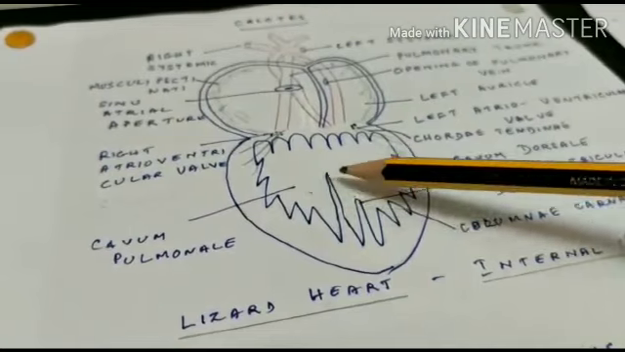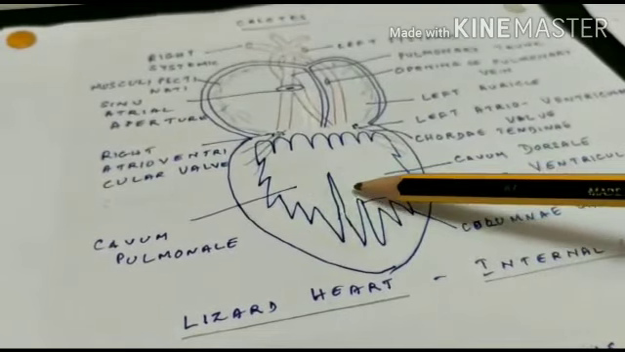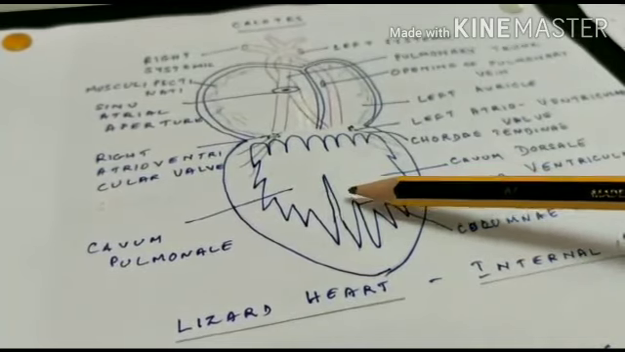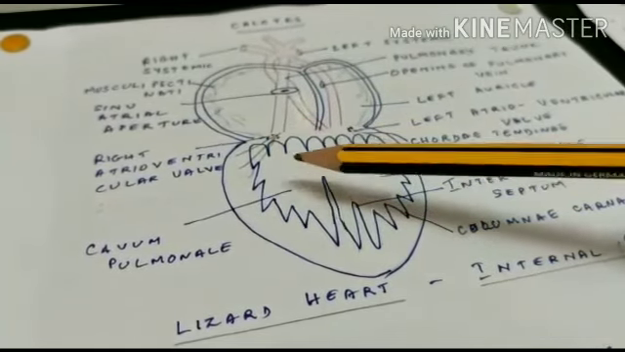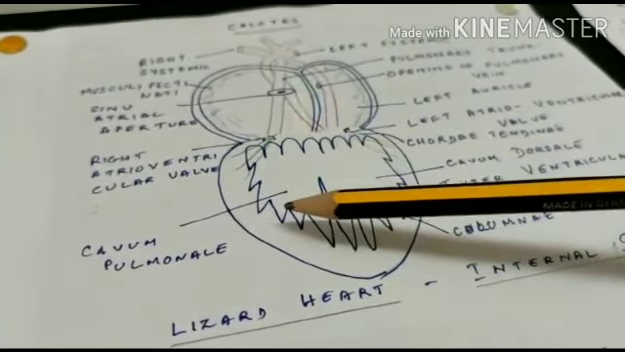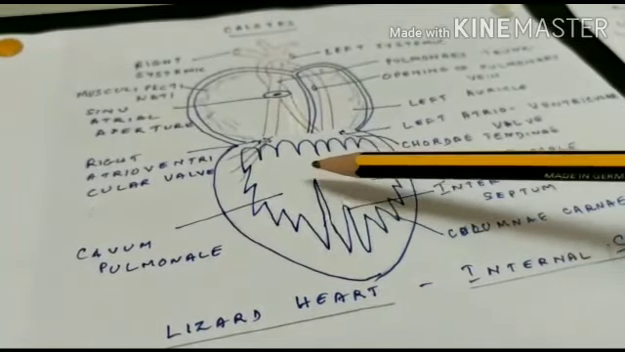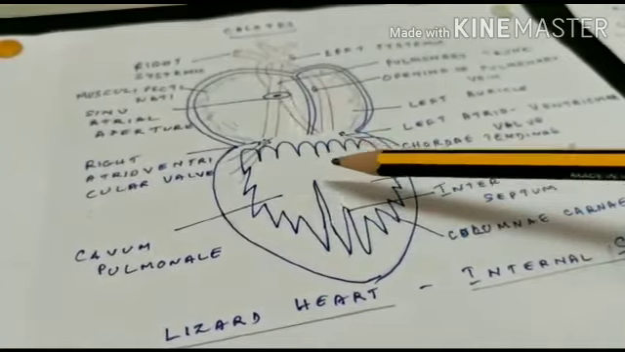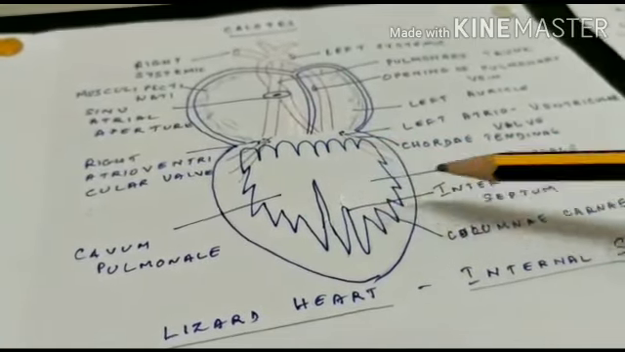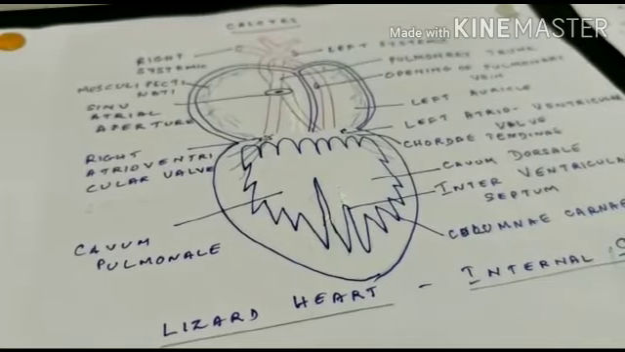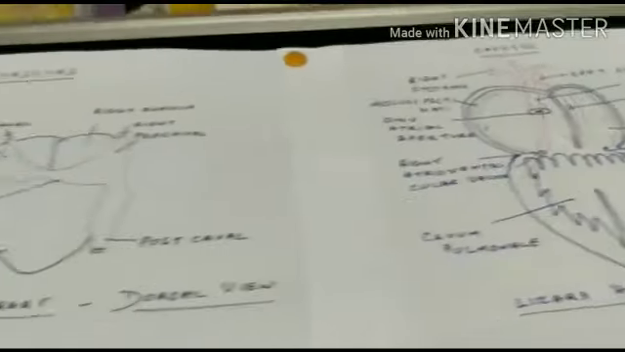Because of this ridge, a certain amount of separation of the two types of blood, that is the pure and the impure blood, does take place, but where the ridge is missing, the cavity of the ventricle becomes continuous. Next, let us study what exactly the sinus venosus is.